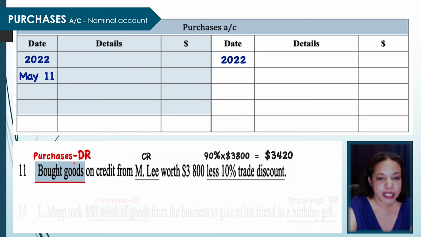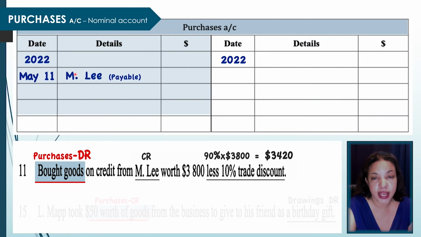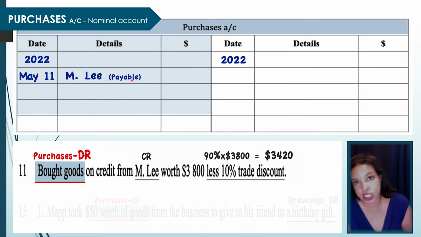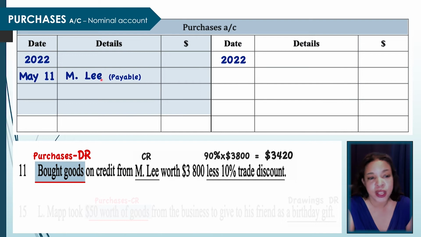We are on the debit side, so you're looking at which account was credited. Lee, so your detail is going to be Lee, which is a payable. You don't have to put payable here, I just put it there for you to know. So Lee, and how much? 3,420, which a lot of people got, but you didn't necessarily get the detail or the side. So here it is for May the 11th.